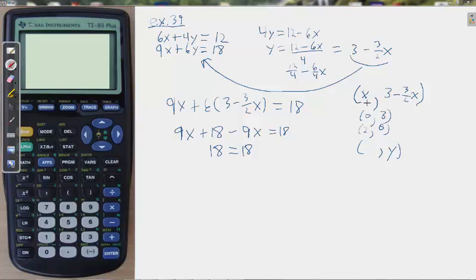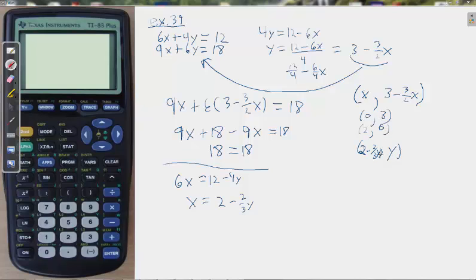Now, I picked x to be arbitrary, but I could have just as easily picked y to be arbitrary. If I'd done that, I would need to solve for x in terms of y. So I just take one of these, solve for x instead. 6x equal 12 minus 4y. Divide by 6, x equal 2 minus 2/3 y. And that's what you'd put here. 2 minus 2/3 y. Notice if you plug in the same y coordinates, you get the same solutions.